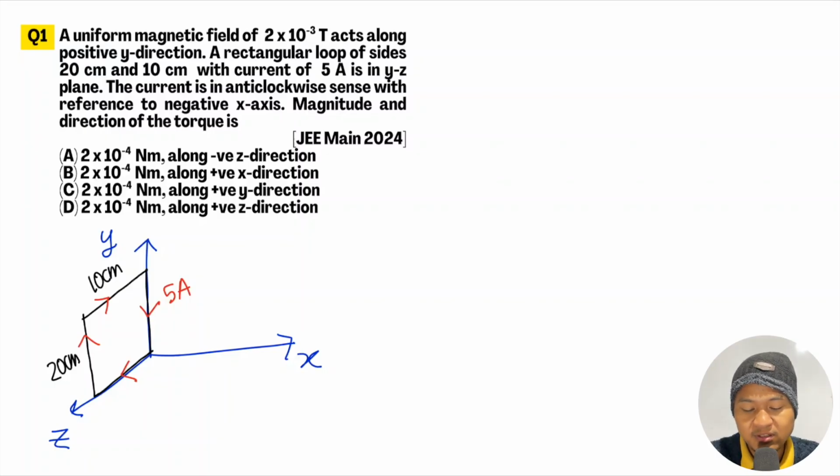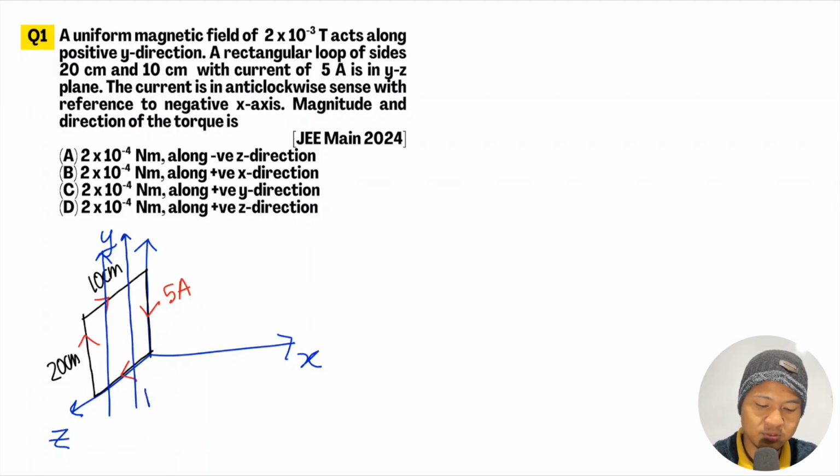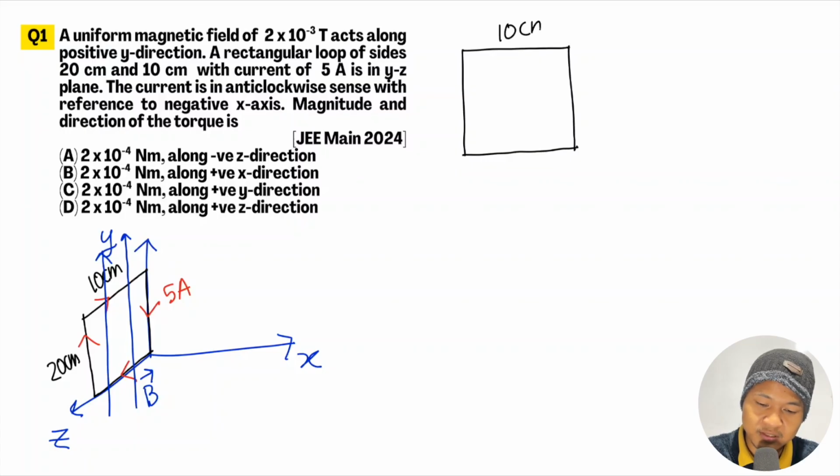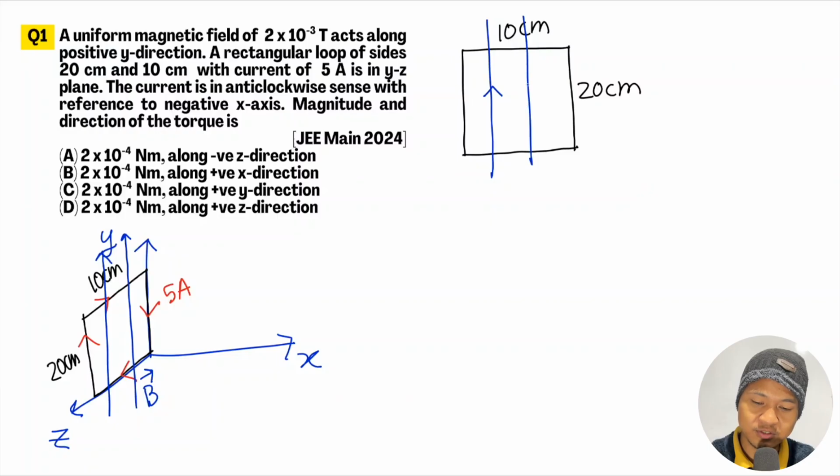The magnetic field acts along the positive y direction. So it is something like this. So B is acting like this. The loop is a rectangular loop, with one side 10 centimeter and the other side 20 centimeter. So something like this, and this is B.